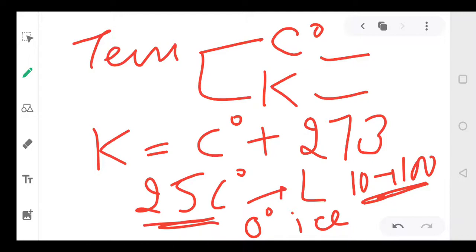Okay, and what are the characteristics of particles of matter? Particles have space between them. Particles, they move constantly. They have a force of attraction, isn't it?